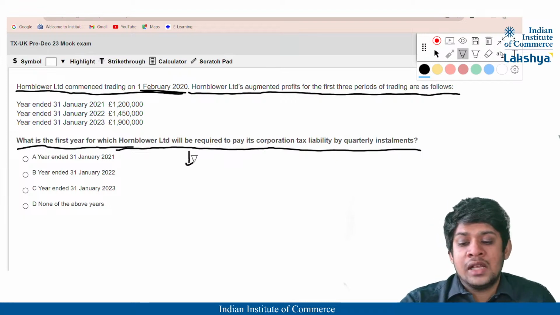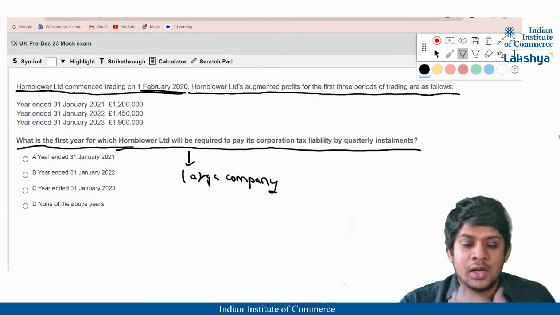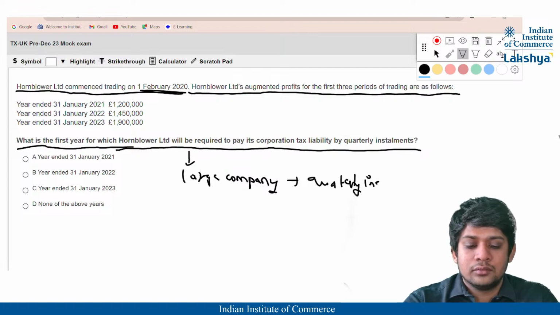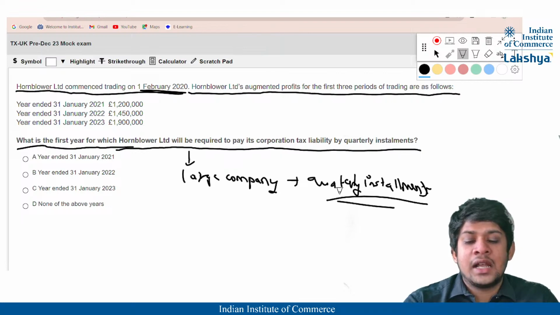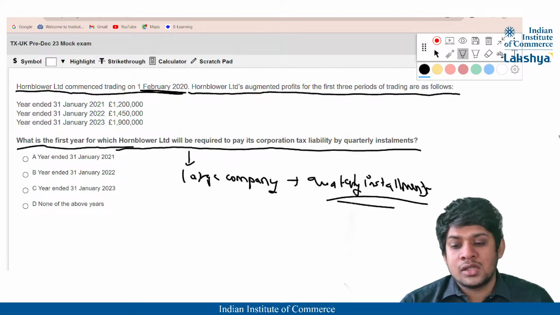Wherever the company is classified as a large company, that company has to pay quarterly installments for its tax liability. They have to pay their tax liability in quarterly installments. That means once in every 3 months.